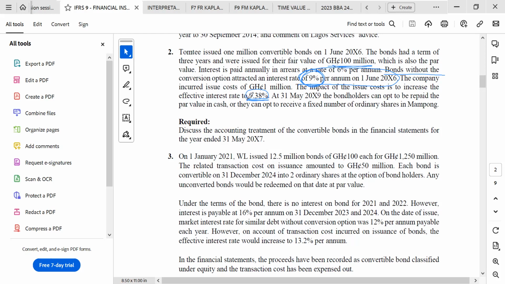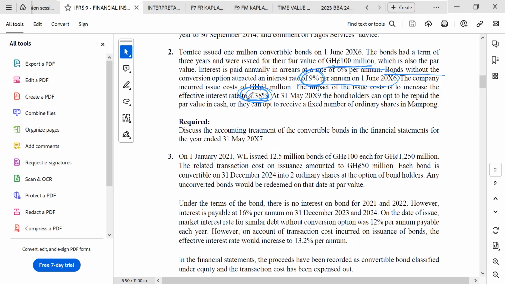The actual value that we have gotten from the separation. So in that case, you have to take into consideration the impact of the issue cost. So this will now be 9.38. This will be the subsequent rate for the debt component. But at the date of the separation, the issue cost will not be taken into consideration.